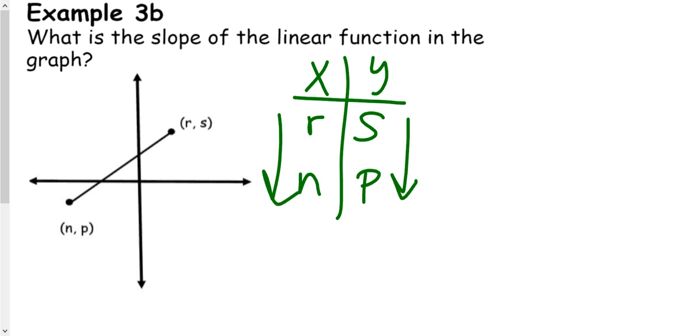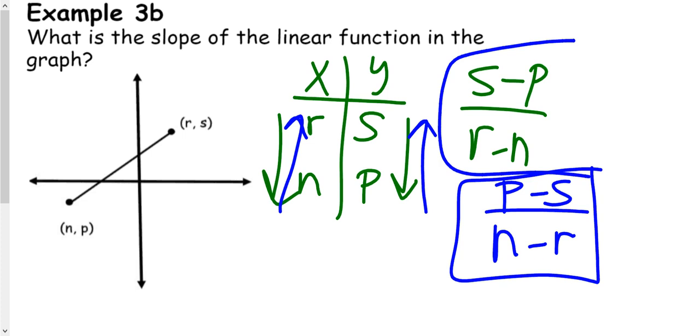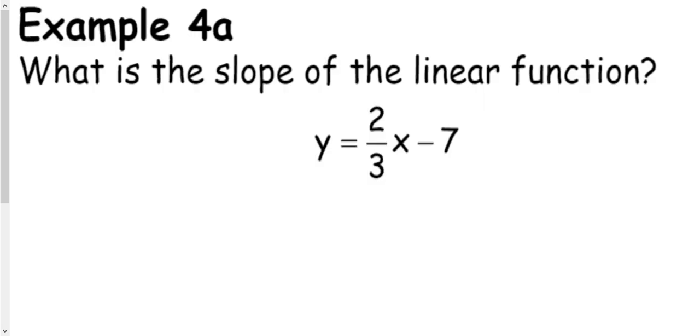So if we subtract down here, I'm going to say S minus P over R minus N. But what would it look like if we subtracted up instead? N minus R would go in the top or bottom? N minus R goes in the bottom, which means what goes in the top? P minus S. So either one of those would be okay. They mean the same thing. Okay? Cool. Let's try example 4a.